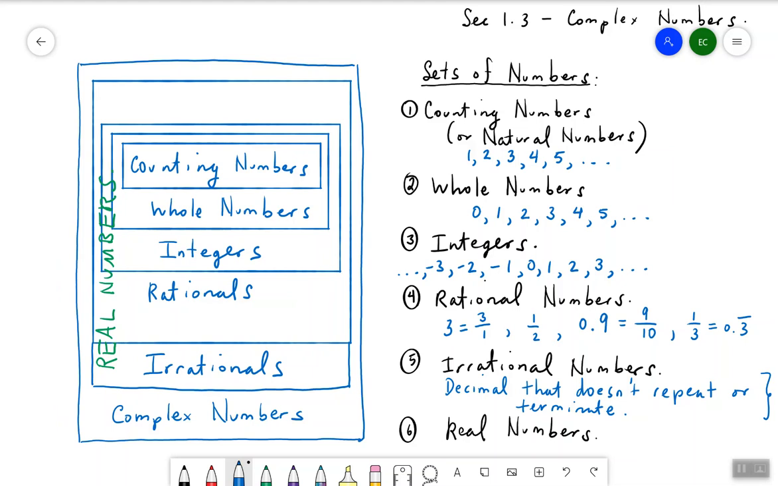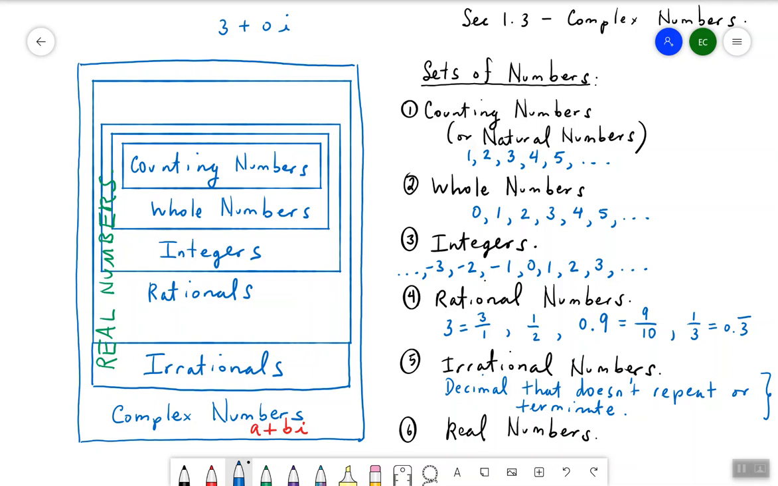Okay, so then the set of complex numbers includes all of the real numbers. Remember, the complex numbers are numbers that can be written in the form a plus bi, and so we could take any real number from an irrational all the way down to a counting number, for example, the number 3, and we could write it in the form 3 plus 0i and convince ourselves that it is a complex number.